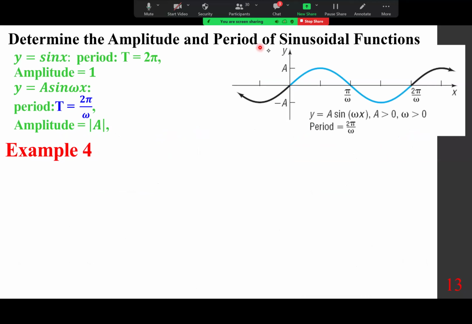Determine the amplitude and period of a sinusoidal function. So again, reminding everybody, y equals sine x, the period is 2 pi, amplitude is 1. Y equals a sine omega x, period is 2 pi over omega, amplitude is absolute value of a. And so we want to see what's going on with this. Okay, that's a general formula that we have.